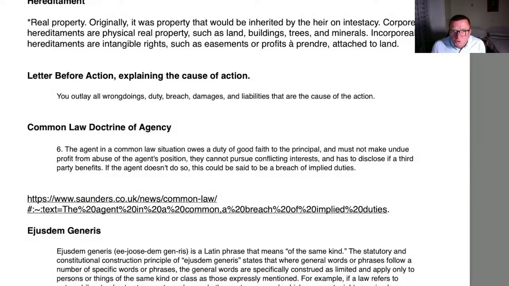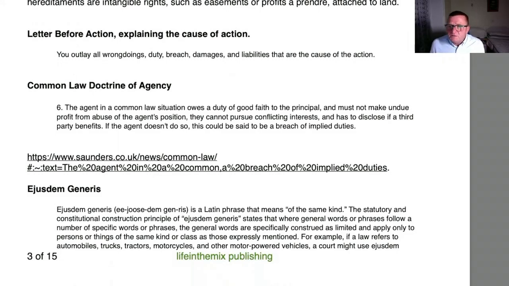Now, understanding the common law doctrine of agency, again, is important because it's going to give you a grasp on the mechanic between principal and agent. It's very important. They understand these terms very well. And it says in 6 of common law doctrine of agency, the agent in a common law situation owes a duty of good faith to the principal. Alright, so if you switch this around, you're the principal, they're the agent, they have a common law duty of good faith to you and must not make undue profit from an abuse of the agent's position.